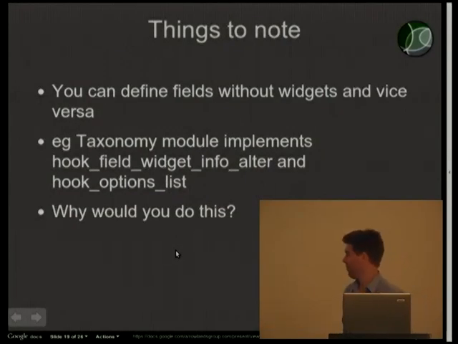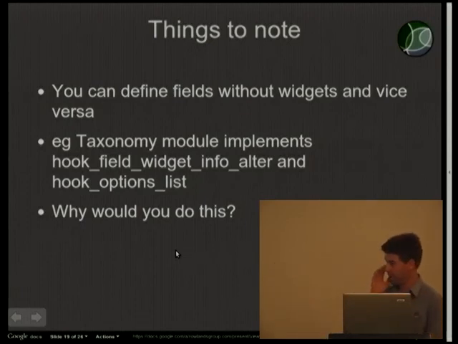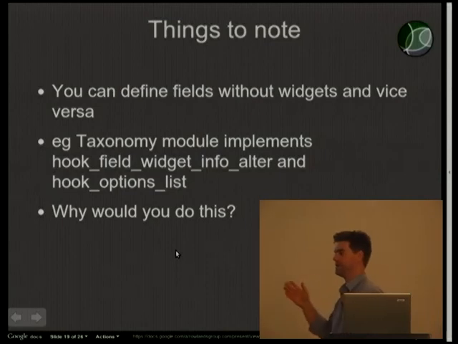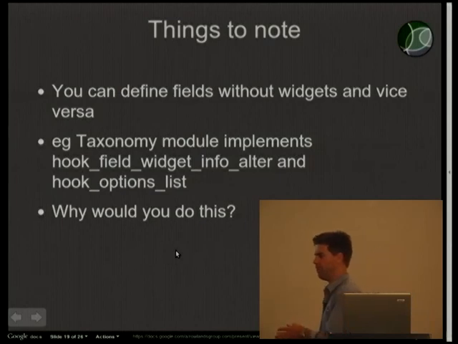Okay, I think this is what I was talking about before. You can define a field without a widget, and vice versa. The taxonomy module is a good example. It implements hook field widget info alter, and now we're starting to get into the field info API. It basically says the options module also defines a widget for the taxonomy term field type.